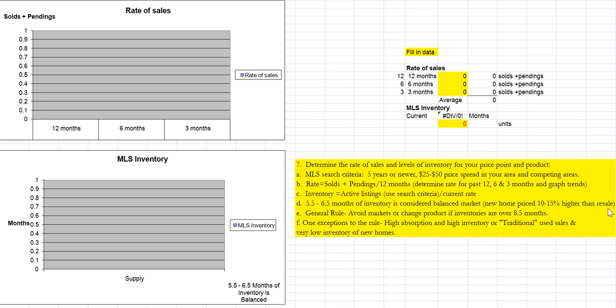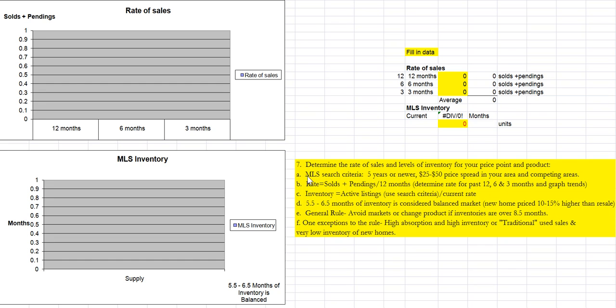We're going to first determine our rate of sales for any particular micro market, and then we're going to look at what the inventory level is in that market. And depending on what the inventory level is, we'll determine how susceptible we are to downward pressure on prices or the premium we can actually get. So here are the steps. We're going to determine the rate of sales and inventory levels for your price points and product. We're going to go to the MLS.